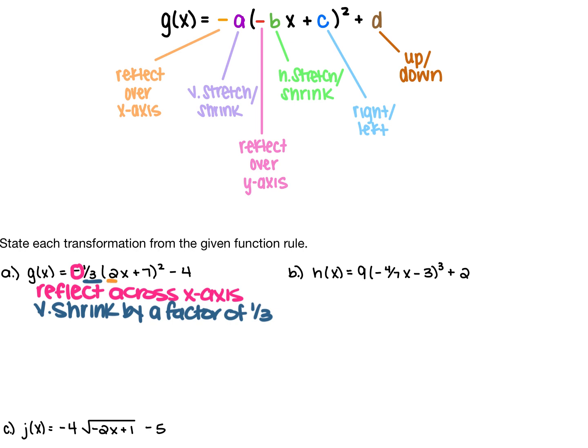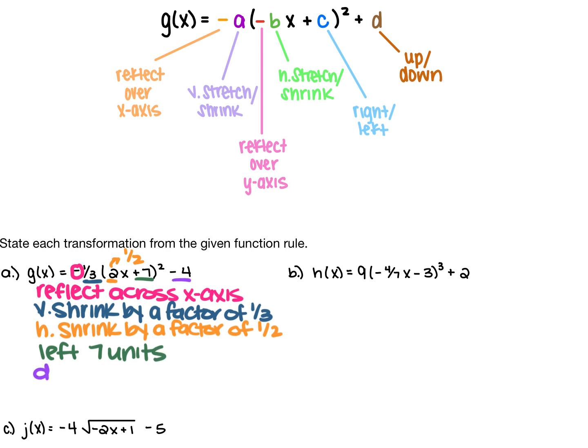Next, we have that 2 that's inside the parentheses in front of x. So we're going to take the reciprocal of that. That becomes 1/2. That 1/2 is less than 1, so we have a horizontal shrink by a factor of 1/2. Next, we have the +7, which becomes -7, so we're going to the left 7 units. And lastly, we have that -4, meaning we go down 4 units.